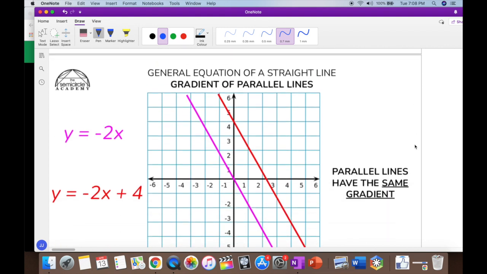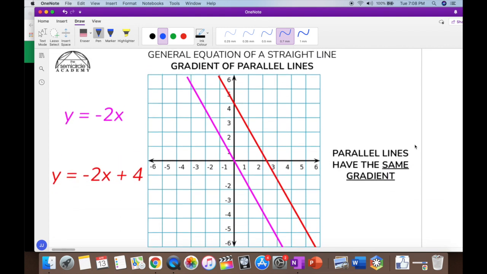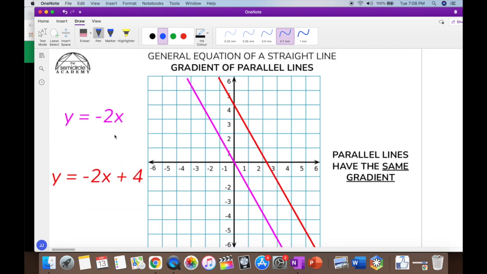So the first thing I want to talk about is the gradient of parallel lines. Just make a note of this. You see we have the line, the pink line, y is equal to negative 2x. And you could tell the negative gradient. First of all, this here is of the form y is equal to mx plus c, where m is negative 2 and c is 0.